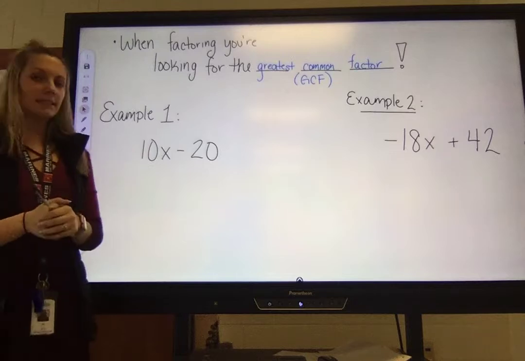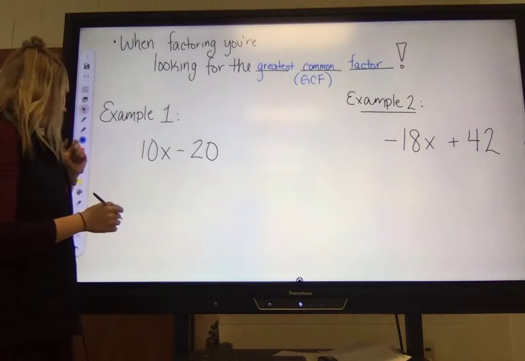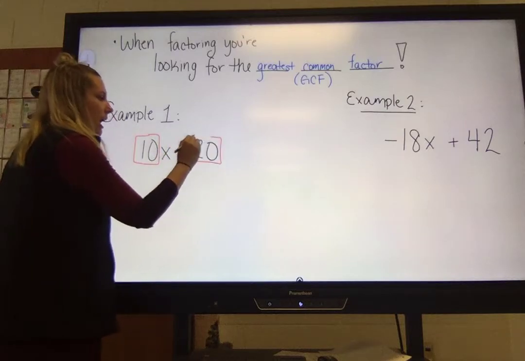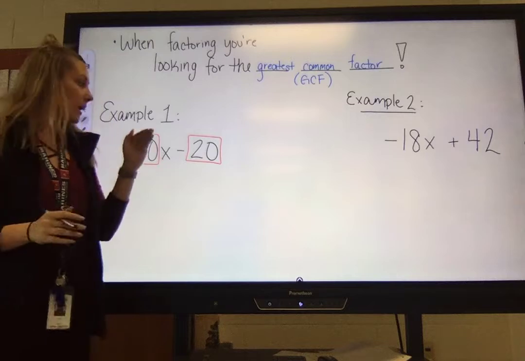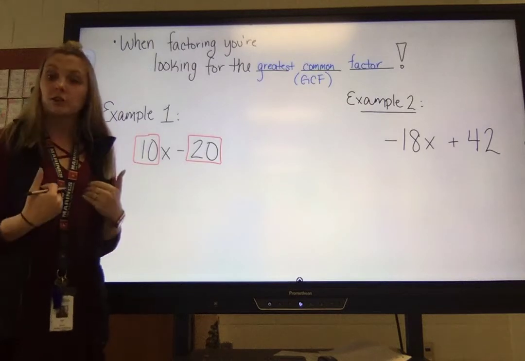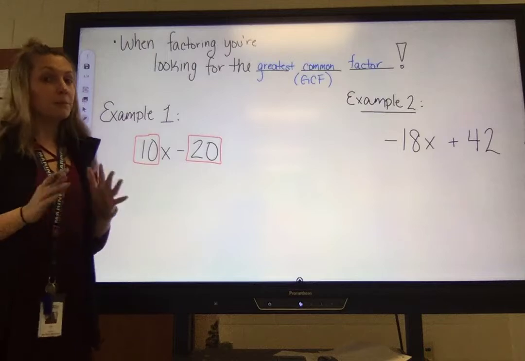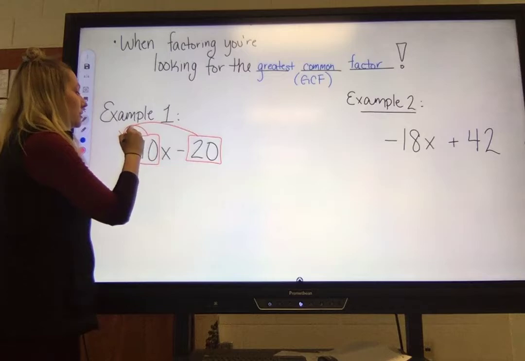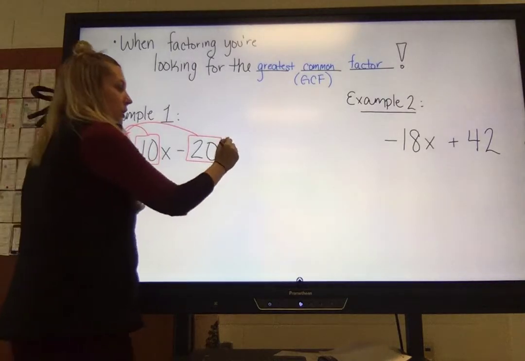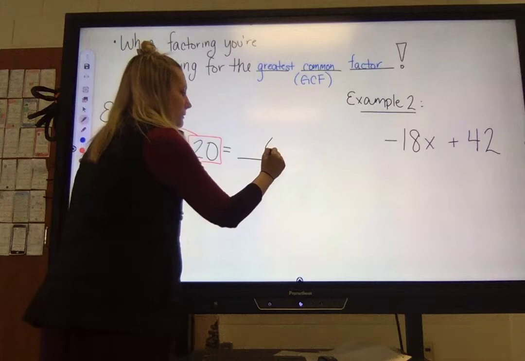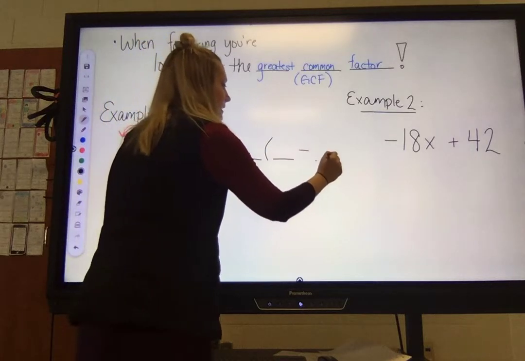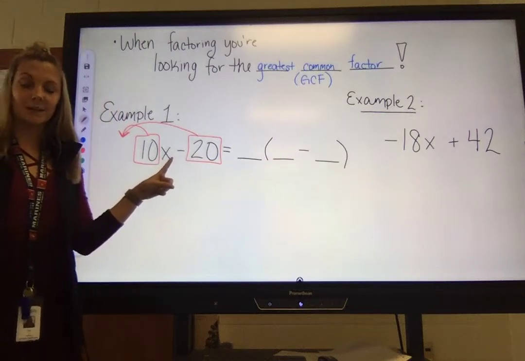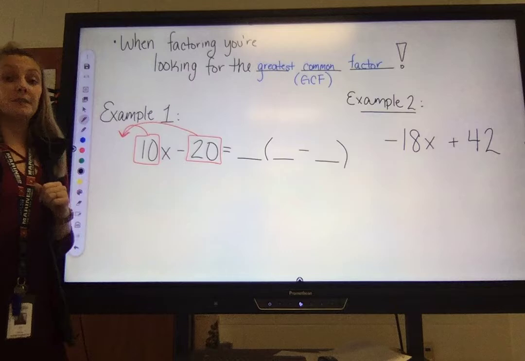Right? I got 10x minus 20. So the first thing I need to do is I need to look at my 10 and I need to look at my 20. I am thinking of one number, the same number that I can divide both of these by to factor it out to make the number smaller but still whole numbers. Okay, so I need to take a number from here and I need to take the same number from here. Okay? Like we talked about a little bit, the setup will always be the same. Right? I need a space, parentheses, a space for another number, a minus sign, because a minus sign is what is in my original problem over here, and a parentheses at the end.